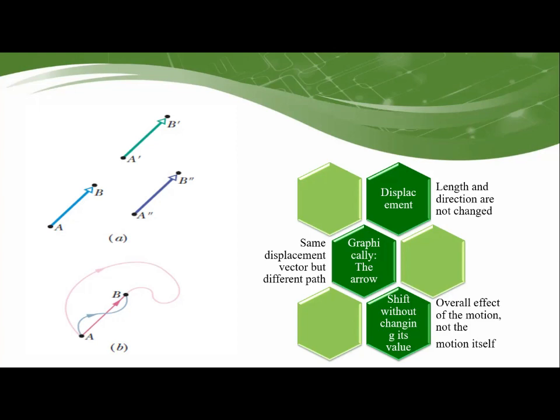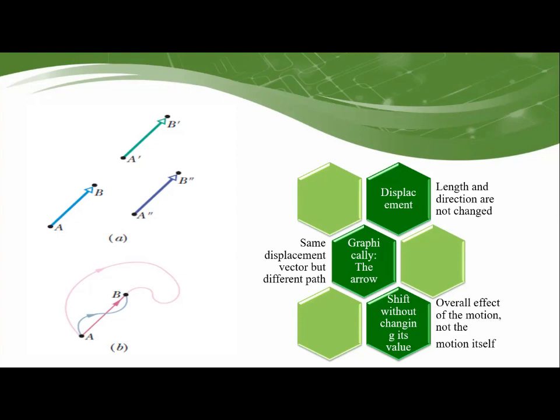In figure part a, the arrows from A to B, from A prime to B prime, and from A double prime to B double prime have the same magnitude and direction. Thus, they specify identical displacement vectors and represent the same change of position for the particle. A vector can be shifted without changing its value if its length and direction are not changed.